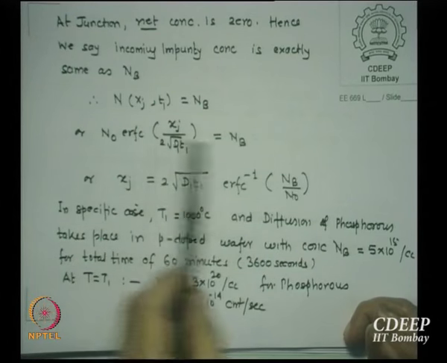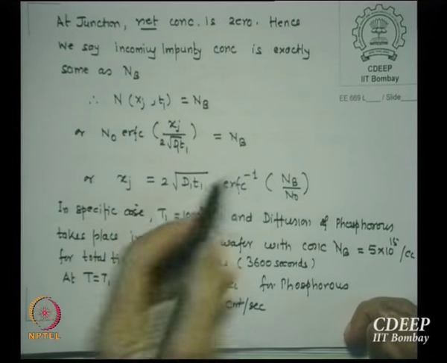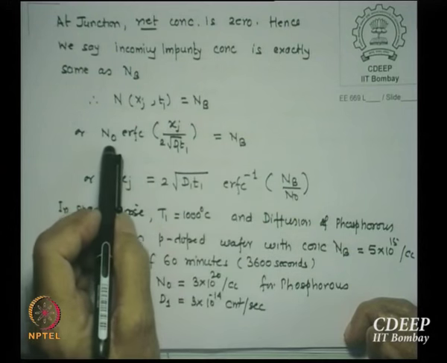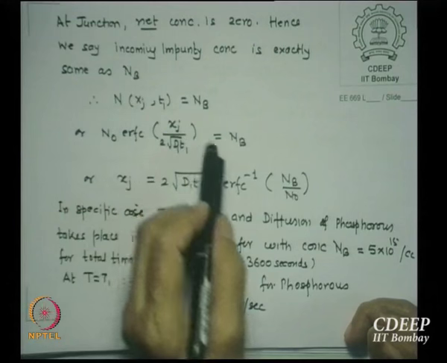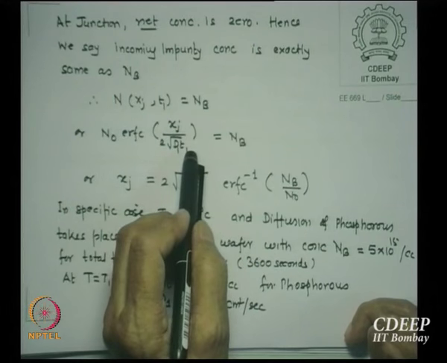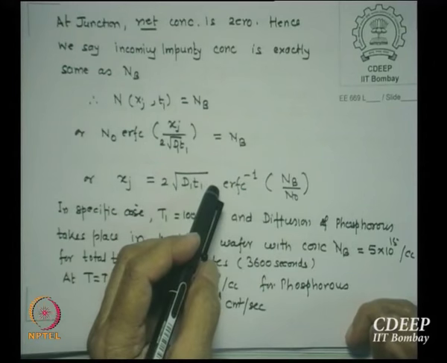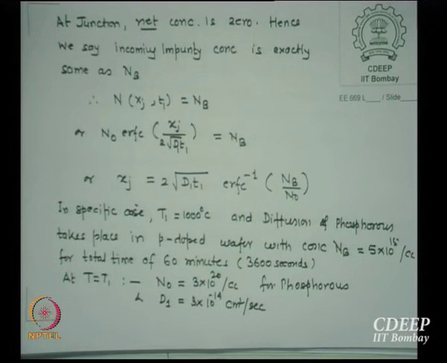Now this is a known function, NB is known to me. What is known to me? NB is known to me, the starting substrate. N0 is known to me. Why? I fix the temperature. So D1 T1 is known to me. Is that clear? Everything is known. What is not known is xj. So if I expand this, xj is 2 root(D1 T1) times the complementary error function inverse of NB by N0.